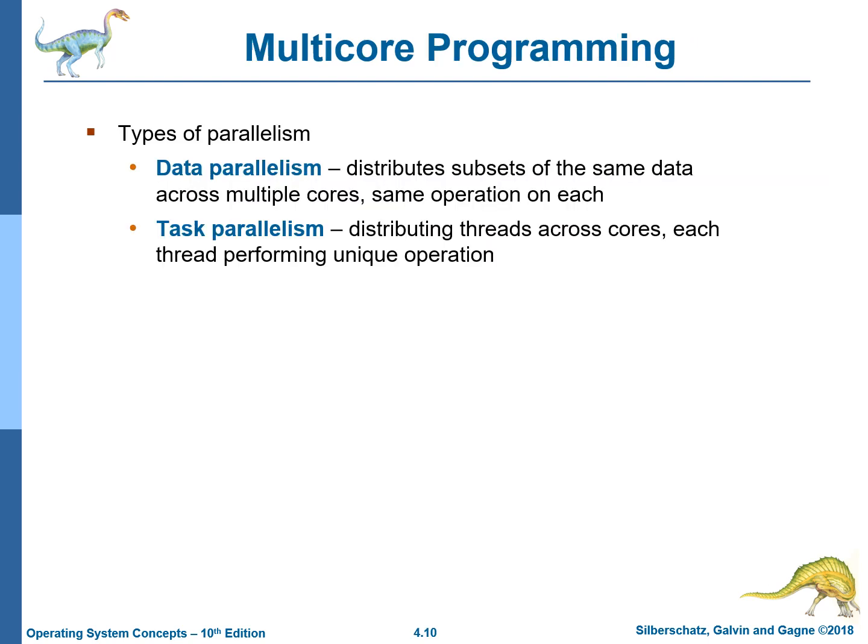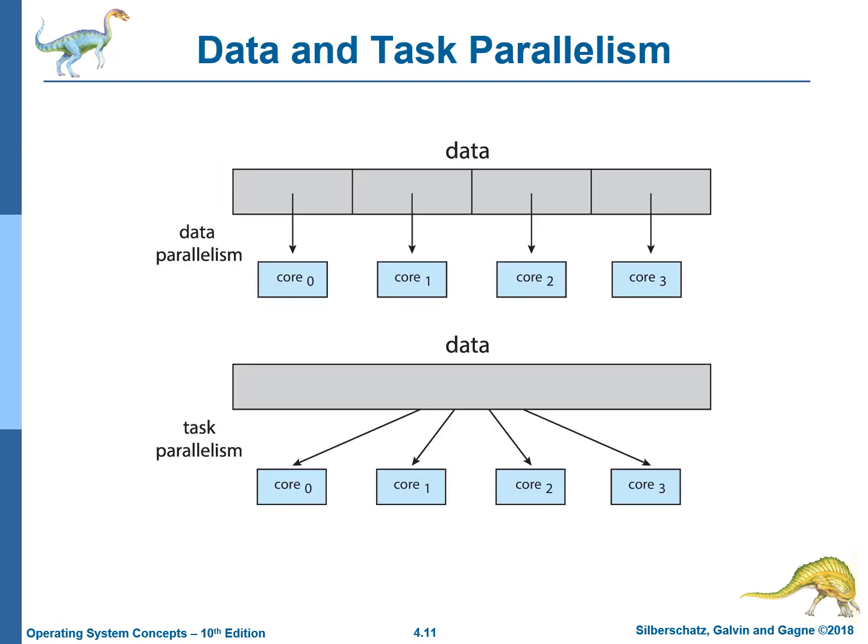There are two types of parallelism. The first one is data parallelism. It distributes subsets of the same data across multiple cores, with the same operation on each. And the second one is task parallelism, distributing threads across cores, each thread performing a unique operation. This is data and task parallelism.